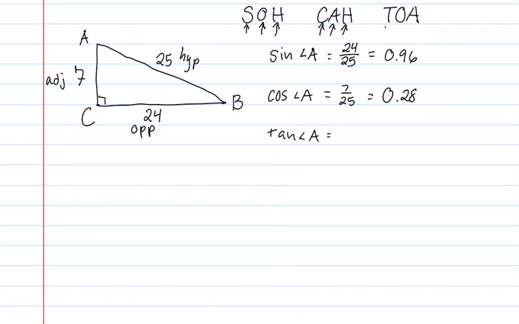And my tangent is opposite over adjacent, which is 24 over 7. And I'm going to round to 2 decimal places. So it is 3.43 approximately. So that would just be one type of problem where they ask you just for the ratios for you to set them up. Normally speaking, you're going to just leave them in fraction form unless they ask you to go ahead and round.